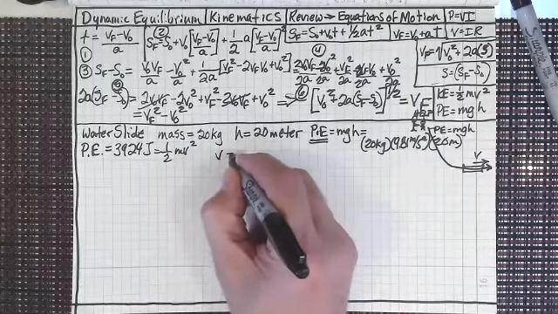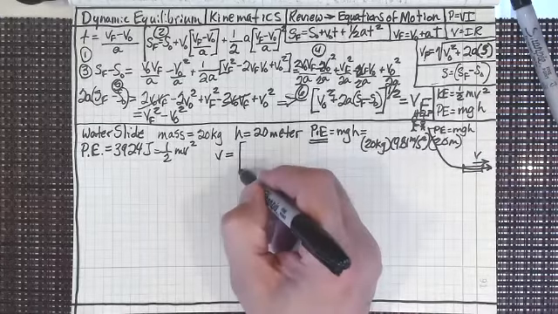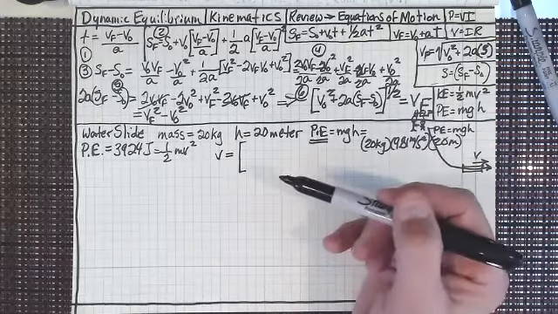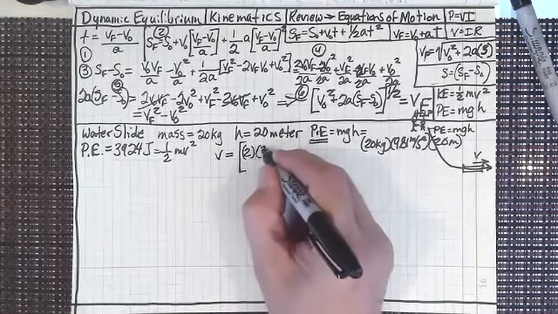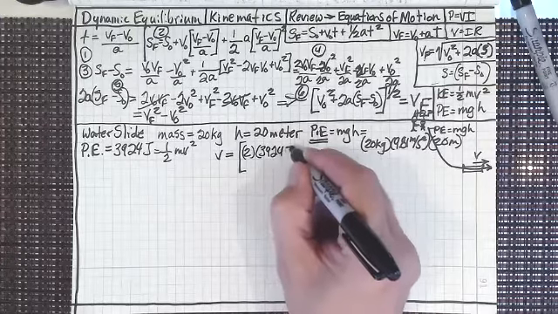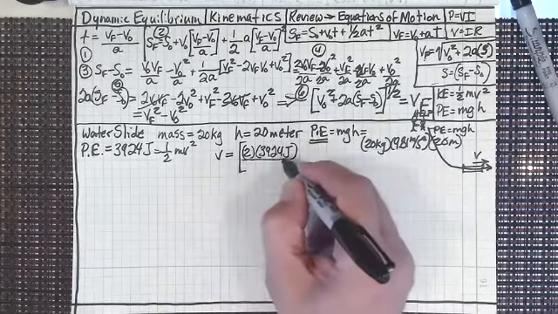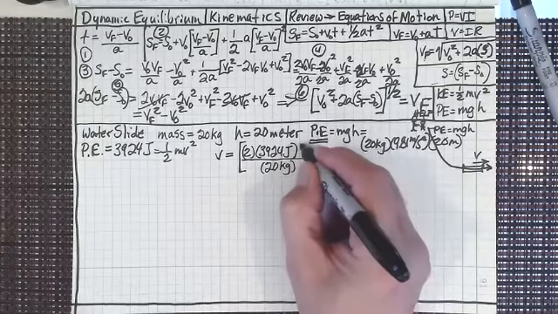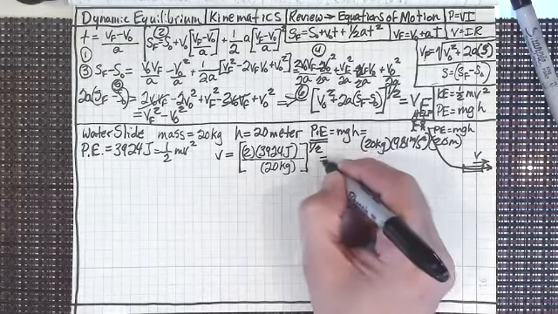So let's just figure this out. That means that my velocity, can I do this all in one substitution? Let me just see. 2 times 3924 joules. Always put your units down there. And then that's going to be divided by m, which is 20 kilograms, because we multiplied it by m, right? And then we have to take the square root, don't we?